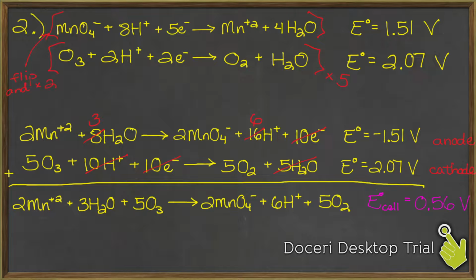Now look at the bottom part of the screen here. The electrons certainly cancel out, but in this example, there's other things that can cancel out as well. I can see that some of the H+ ions canceled out because H+ was on opposite sides of the arrow, and some of the water molecules also canceled out. So it's the same process we were just doing, there's just a little bit more stuff. Again, the reaction that I flipped, that permanganate half reaction, ended up being the anode.